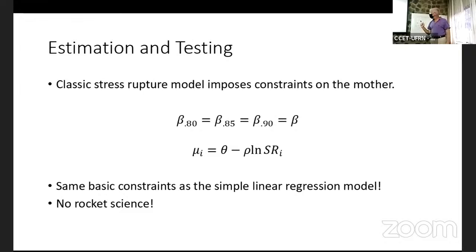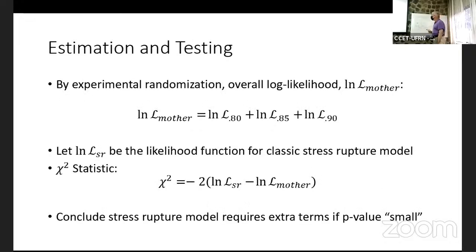Next one, please. As I said before, by randomization, the overall likelihood for the mother is the sum of the individual likelihoods by each one of the stress ratios. I can do this whole analysis in Minitab. I'm going to let this be the likelihood function for the classic stress rupture model. And there we have to go through and evaluate the log likelihood function for that specific model, which is straightforward to do. I'm not going into those details.